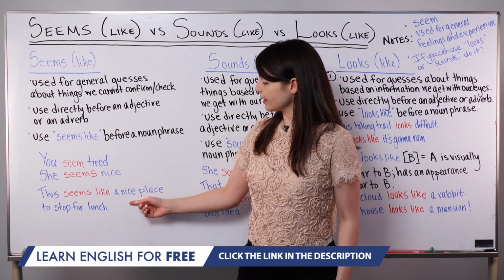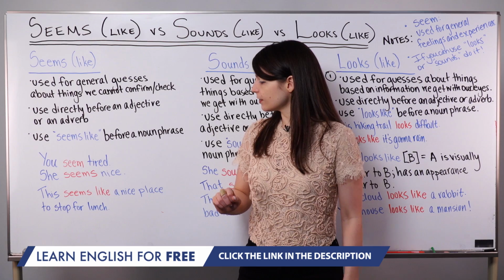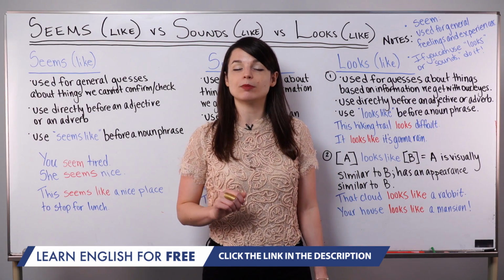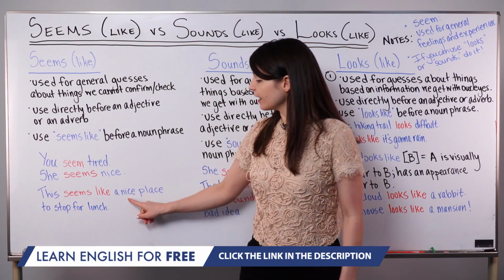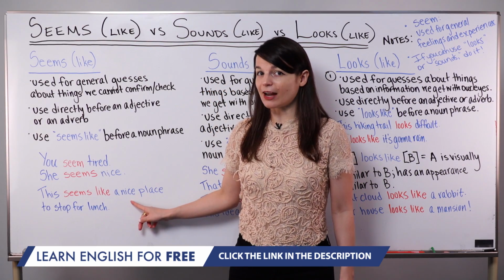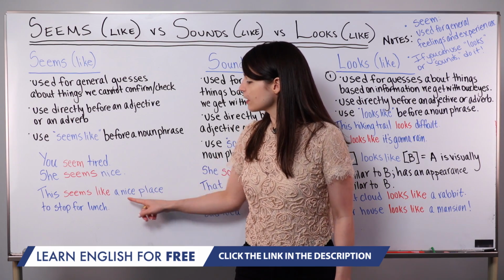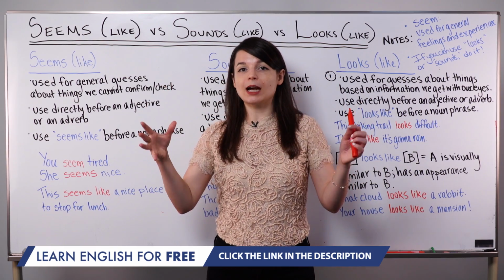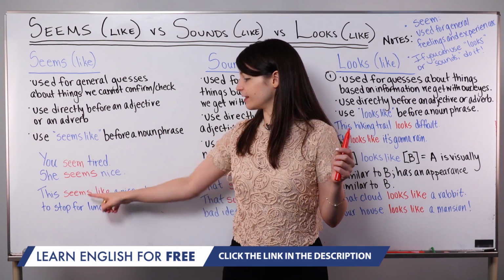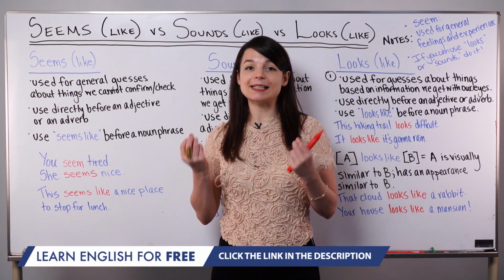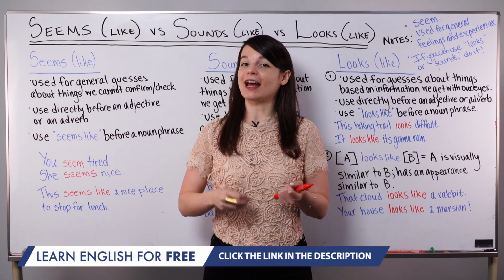Let's look at this other example sentence though. This seems like a nice place to stop for lunch. A nice place to stop for lunch. So here we have this noun phrase. Yes, the word nice is in this noun phrase. There's an adjective in here. But this right here, this is a nice place. So we're talking about the place actually. It's not just the adjective that this is modifying. So we need to use seems like to talk about it. So that place seems like a nice place.